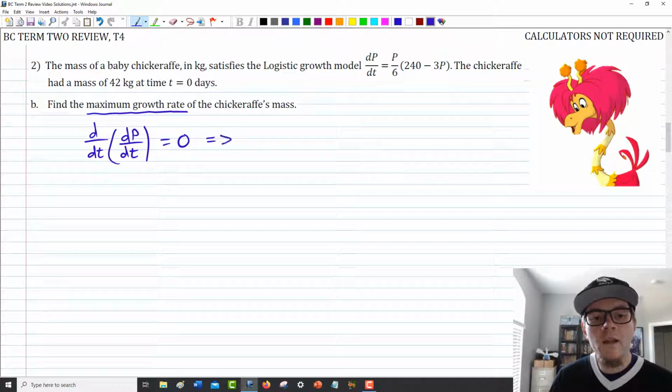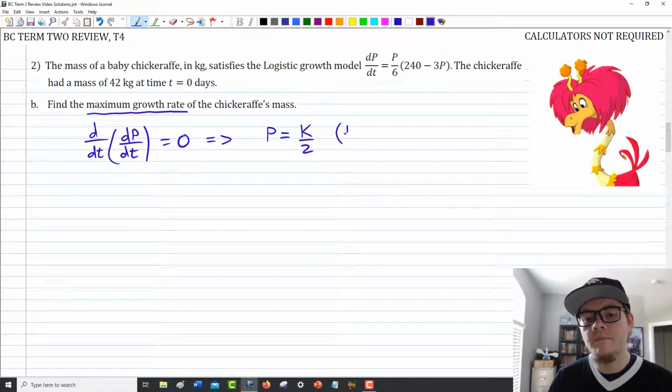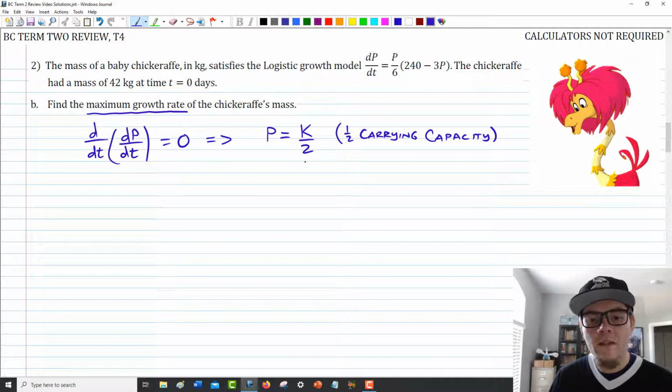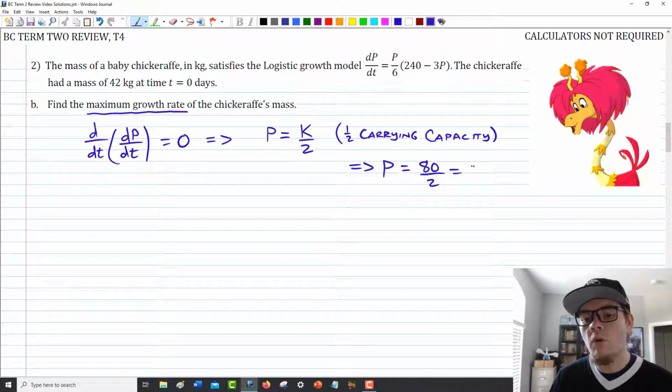But let me point out that the other way is that the population where it occurs is going to be half of the carrying capacity. So there's also some nice values if you know the properties of logistic growth. So there's a couple different ways to get there. So based on this information, we should know that the answer here, since we did 2a already, is going to be 80 over 2 or 40. So that should be our answer.